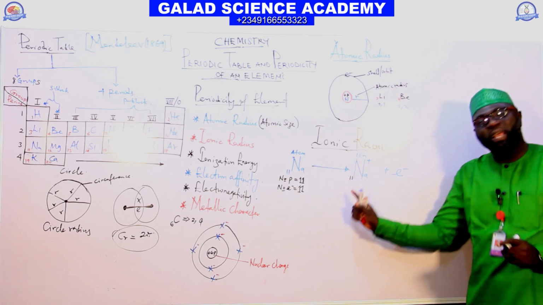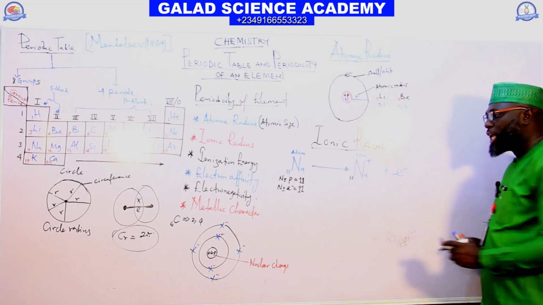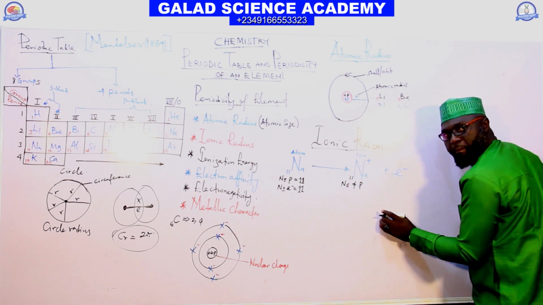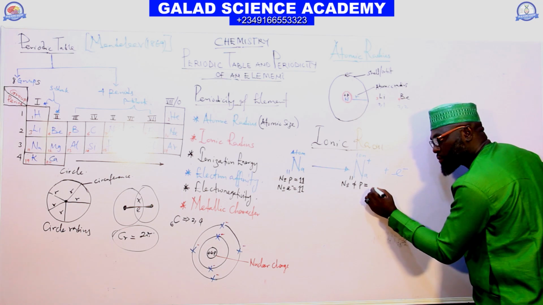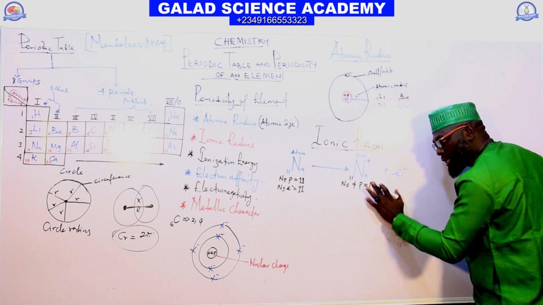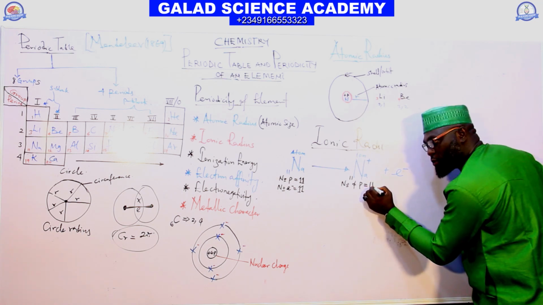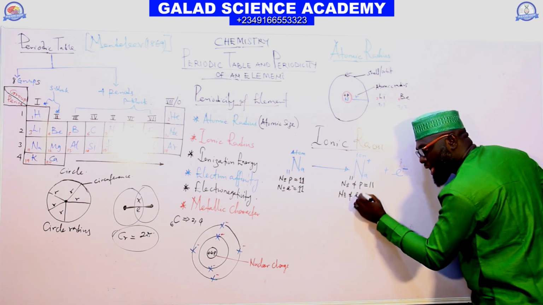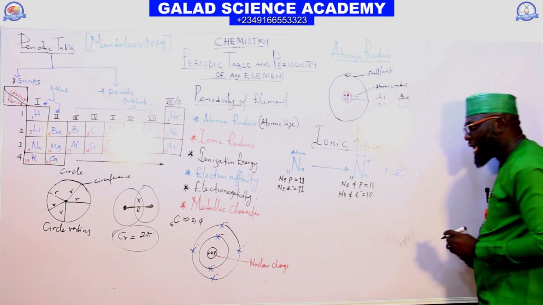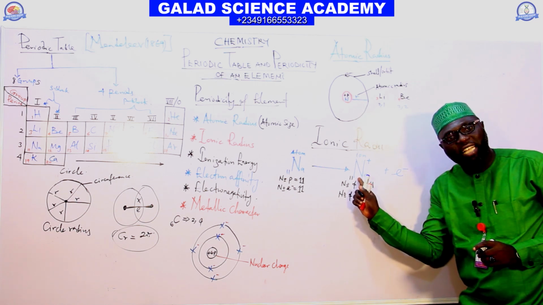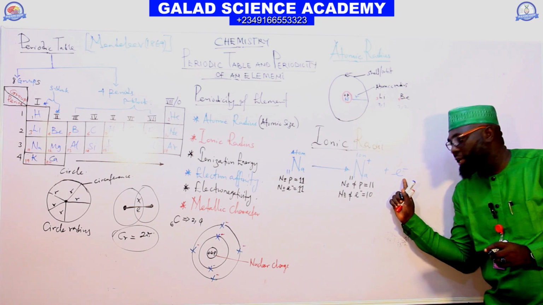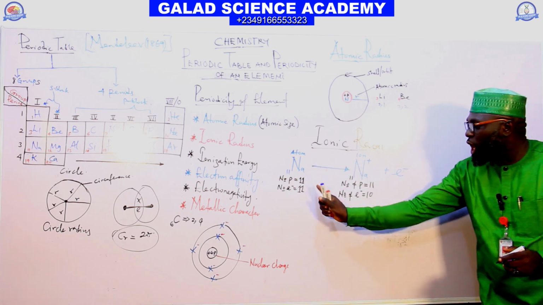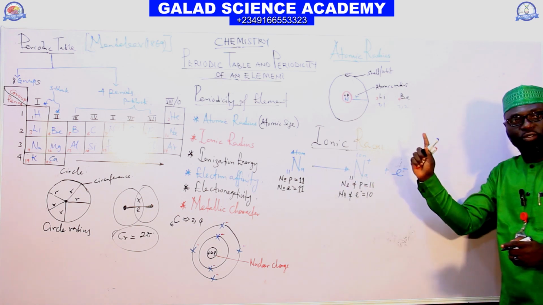But here, this sodium is being ionized by losing 1 mole of electron. It will now become what? The number of protons is 11, whereas the number of electrons here will become 10. Why? Out of the 11 electrons it has, it loses 1, so it becomes 10. So this sodium is ionized by losing an electron.